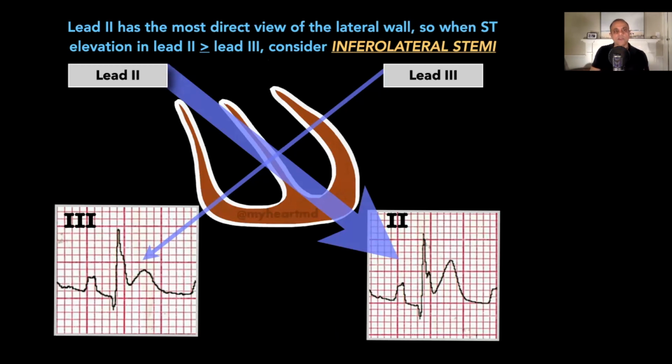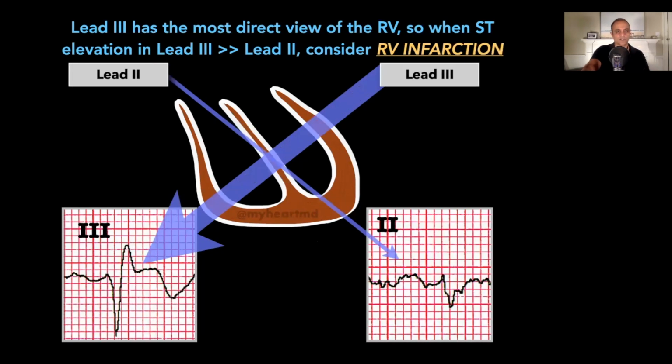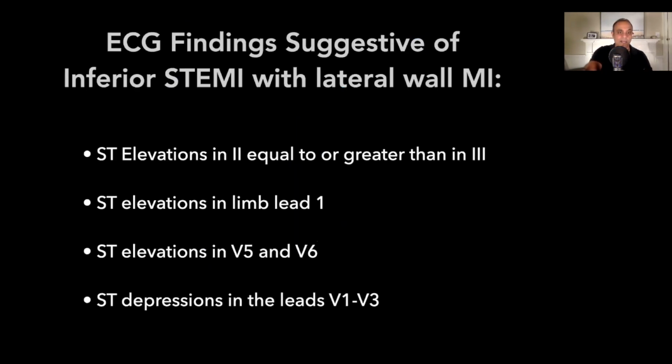The important thing here is to understand that lead 2 looks directly at the inferolateral aspect of the heart, whereas lead 3 looks more at the inferior aspect and the RV. So when lead 2 is greater than lead 3, it gives you a huge clue as to this being an inferolateral STEMI versus an inferior MI with RV involvement.